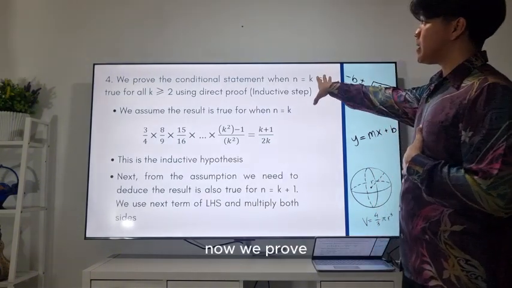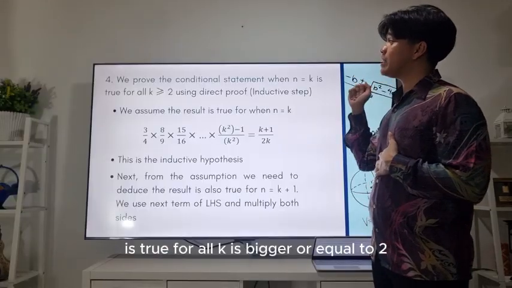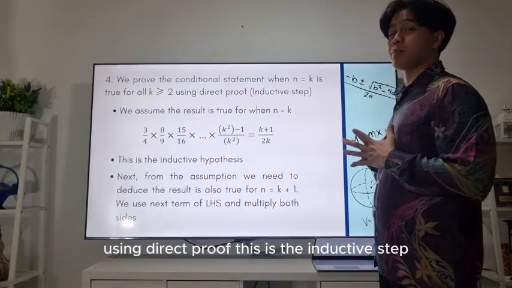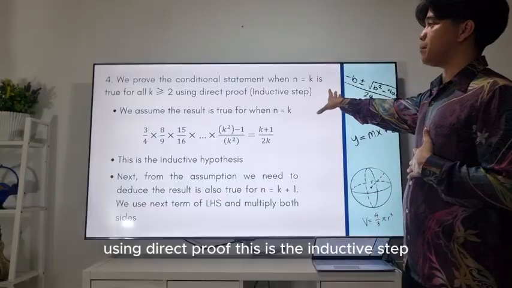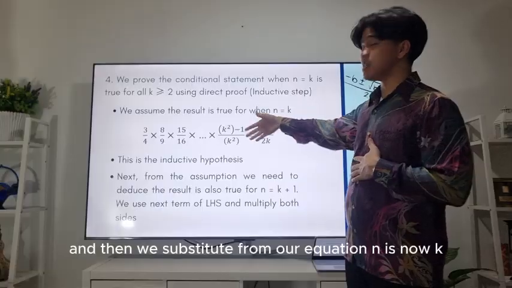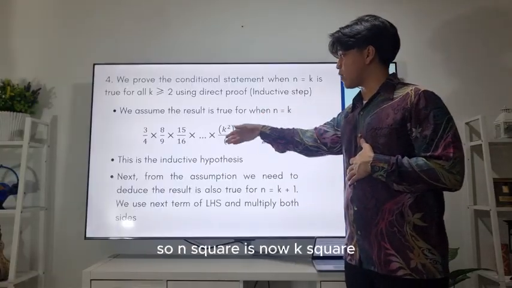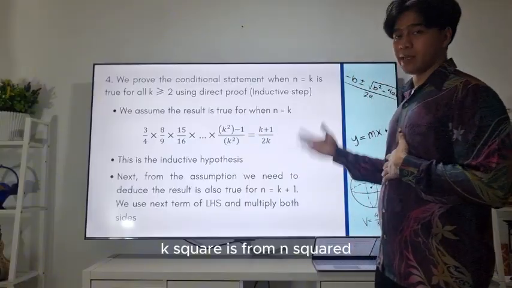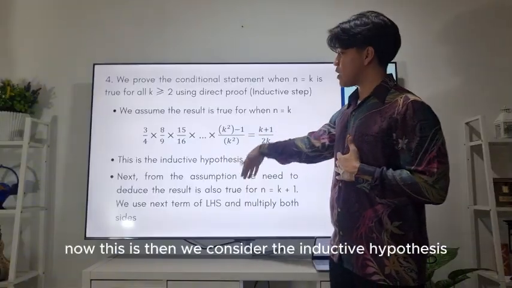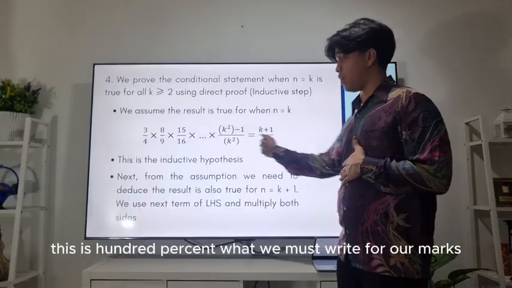Now we prove the conditional statement for when n equals k is true for all k bigger than or equal to 2 using direct proof. This is the inductive step. Now we assume the result is true for when n equals k, and then we substitute into our equation. n is now k, so n squared is now k squared. This we consider the inductive hypothesis. This is 100% a must-write for our marks.